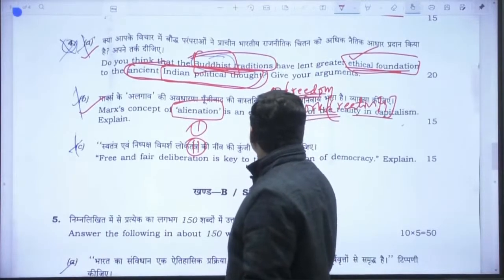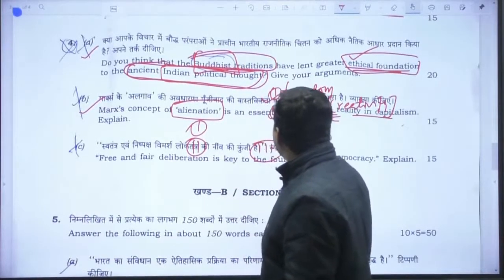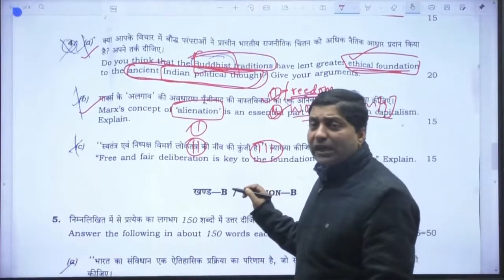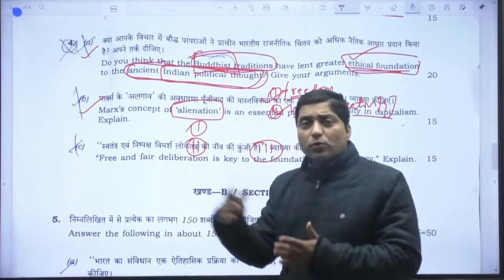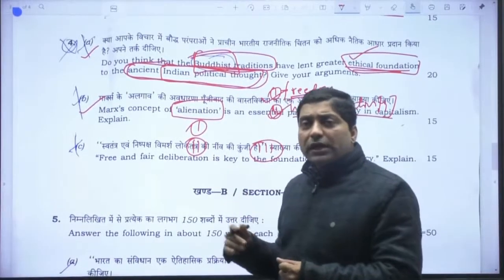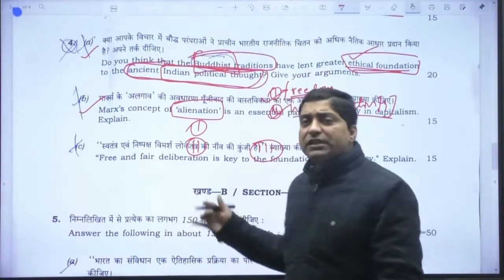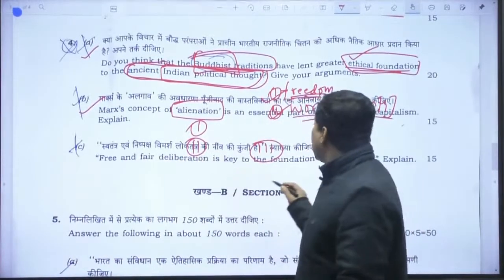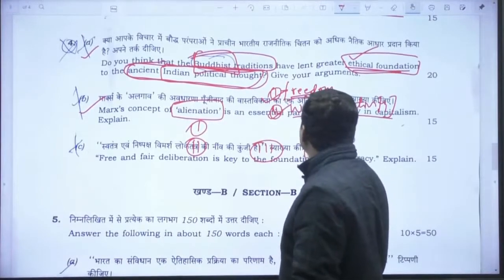Third, alienation from human beings, right? Sometimes he goes to work and comes from work, right? And in that process he is alienated from society. And the fourth, alienation from self.